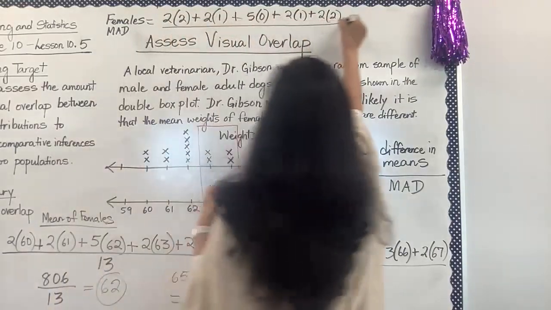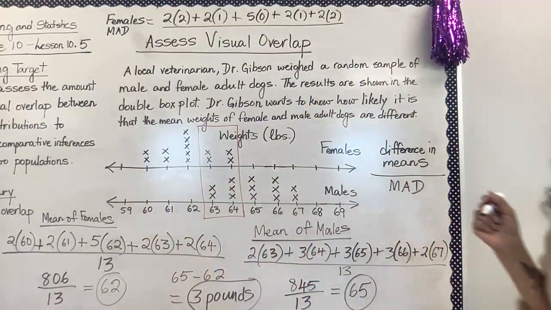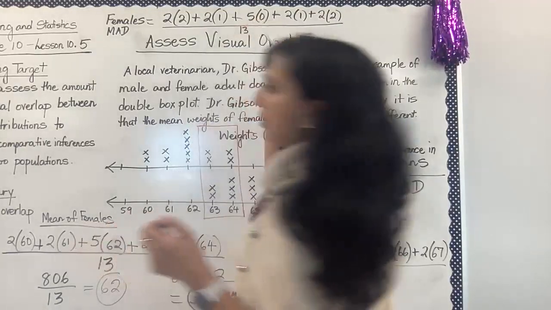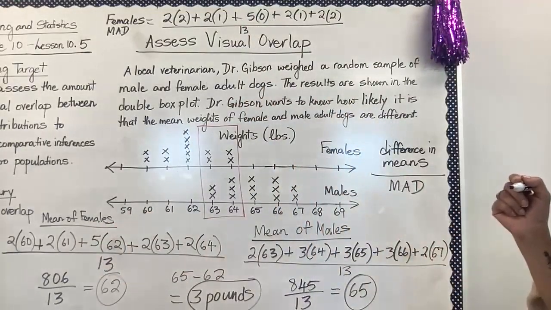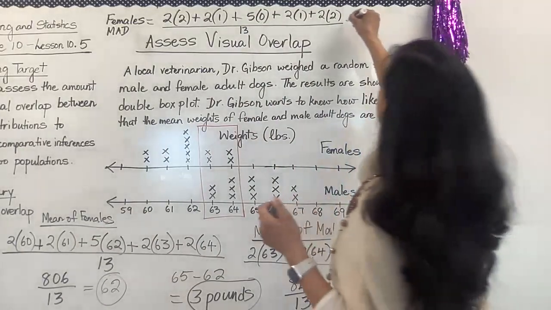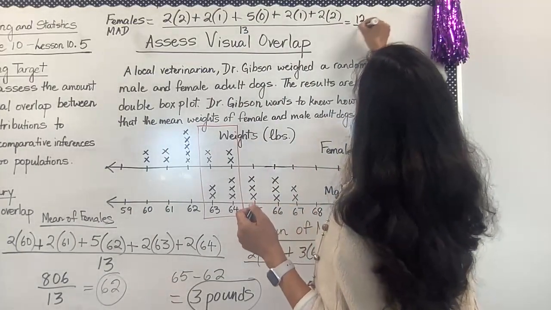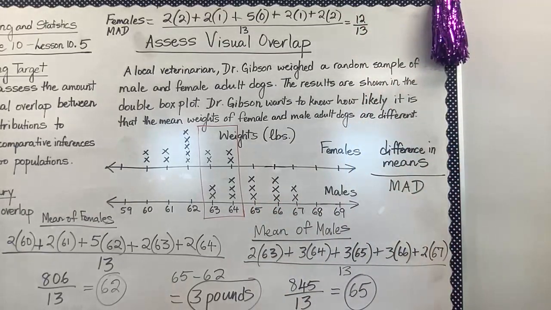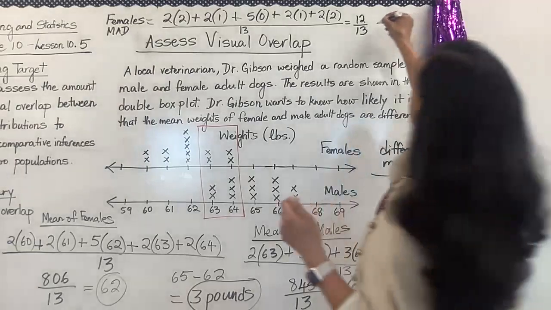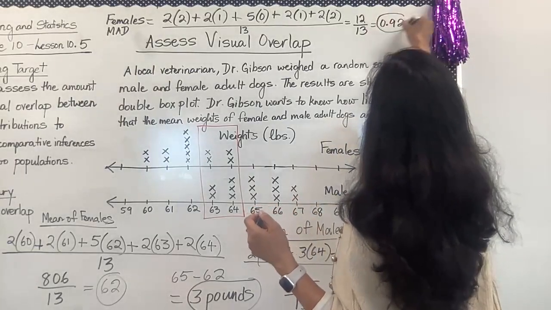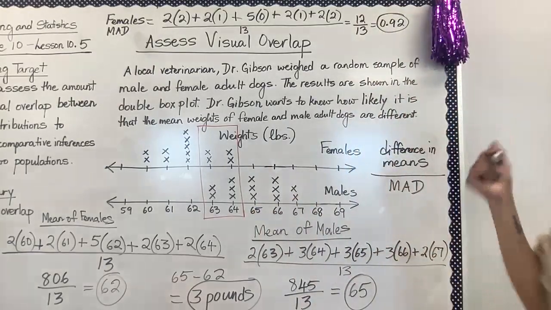And then we are going to divide this entire amount by 13 to get the mean absolute deviation. And I get 12 over 13, and that gives me about 0.92. So this is my mean absolute deviation of the females.